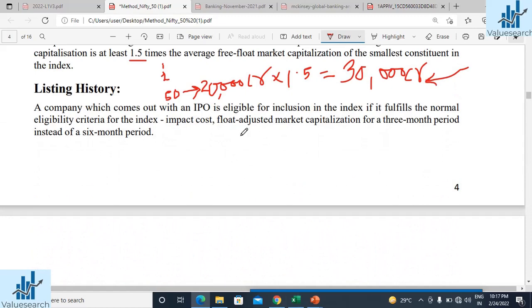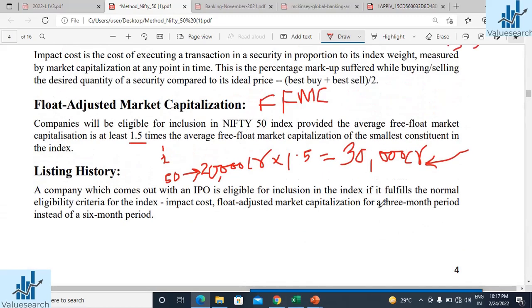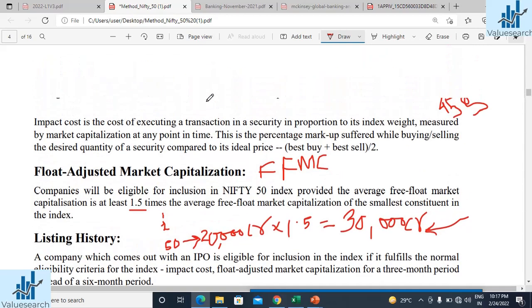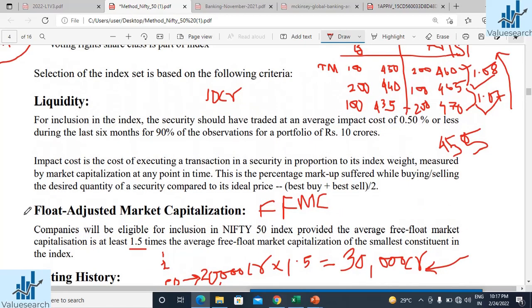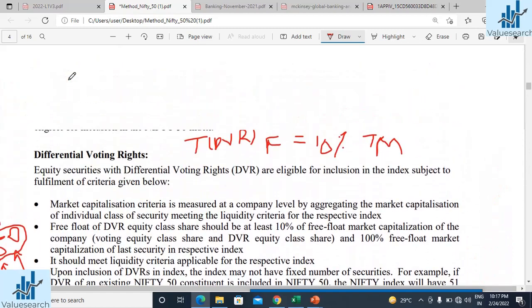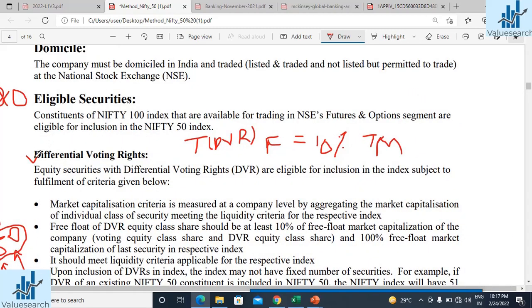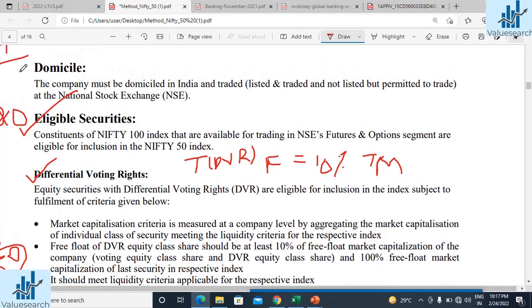Then float adjusted market capitalization, this one, and capitalization for a 3 months period instead of 6 months. So these conditions that we just discussed, this free float market capitalization, this liquidity, these DVRs, this eligibility, eligible securities, and all those things, should be followed for 6 months.